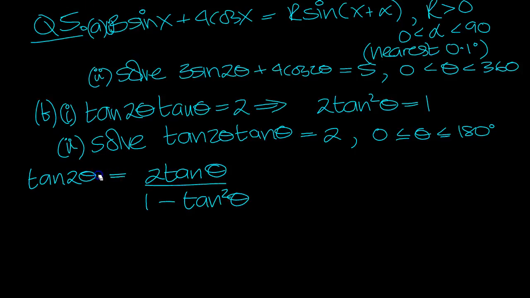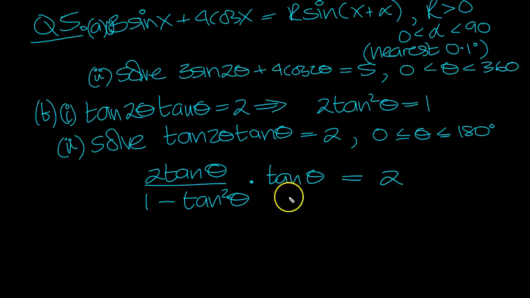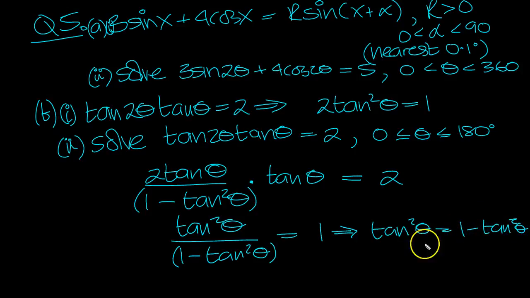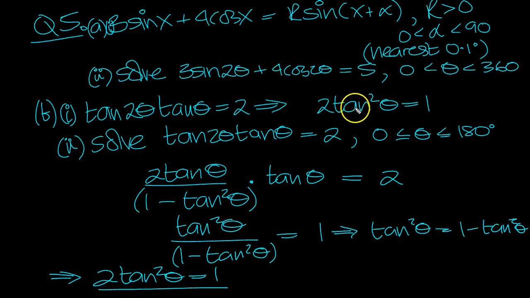Okay, so we want to times that by tan theta. And that's supposed to equal 2. So we end up with tan squared here on top over 1 minus tan squared. And that must equal 1, mustn't it? And then move this up the top. So tan squared theta equals 1 minus tan squared theta. And that tells us then that 2 tan squared theta must equal 1, which is what we wanted to show.